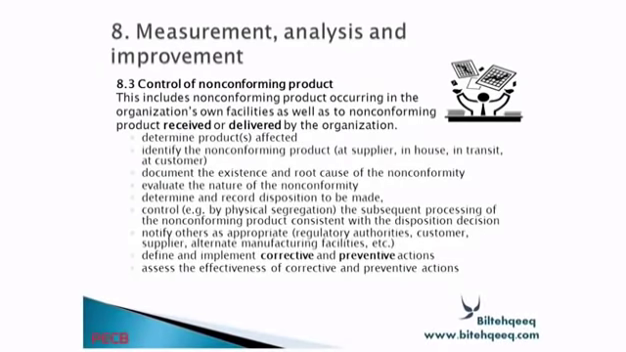And 8.3 is control of non-conforming product. This includes non-conforming product occurring in the organization's own facility, as well as non-conforming product received or delivered by the organization. Determine products affected, identify the non-conforming product at supplier, in-house, in-transit, at customer, document the existence and root cause of the non-conformity, evaluate the nature of the non-conformity, determine and record a disposition to be made, control by physical segregation the subsequent processing of the non-conforming product consistent with the disposition decision, notify others as appropriate: regulatory authorities, customers, suppliers, alternate material facility, define and implement corrective and preventive action, and assess the effectiveness of corrective and preventive action.